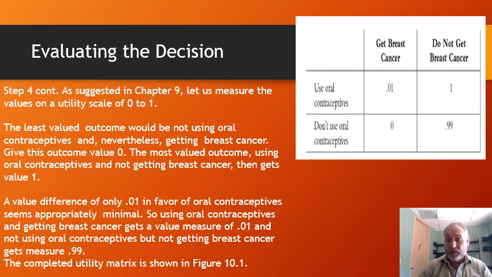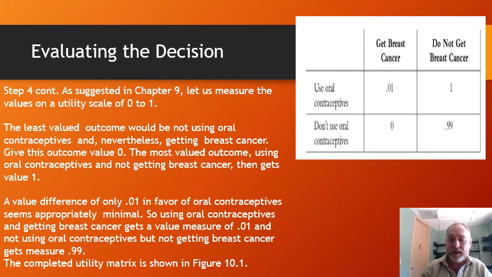There's two ways it could turn out. You might get your first choice, which is to use oral contraceptives and not get breast cancer, or if you lose the lottery, you'll get the worst choice, which is not to get to use the oral contraceptives and get breast cancer. And the way the lottery is going to work is you have a 1% chance of getting the best outcome. Sorry, not 0.01, a 1% chance of getting the best outcome.